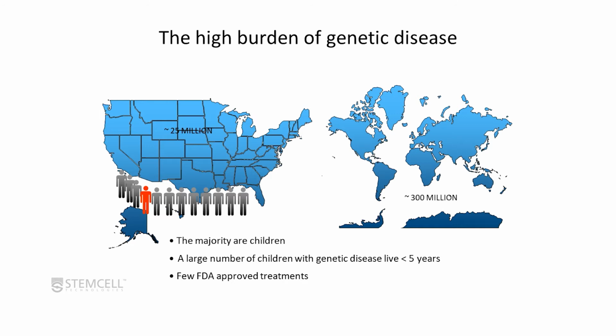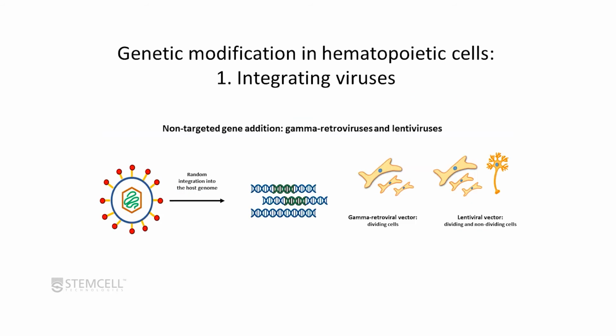And this slide is here to convey the message that genetic diseases are an important medical problem. There are millions of people affected in the United States, hundreds of millions worldwide. Many of these affected people are children, and a good number of these children will die of a genetic disease before the age of 5. And there are very few FDA-approved therapies, but even fewer therapies that are one-time or definitive, which is what I'm really interested in developing.